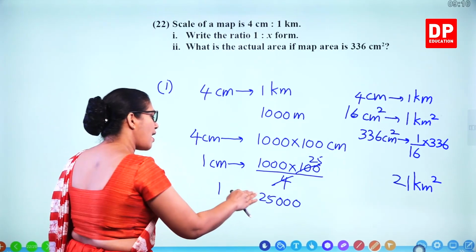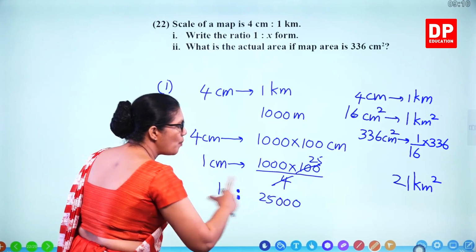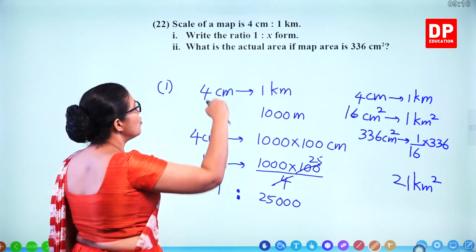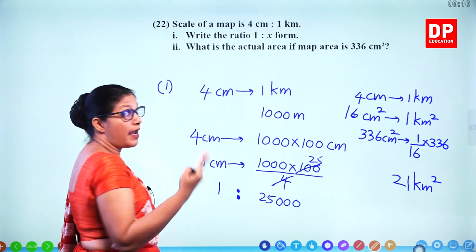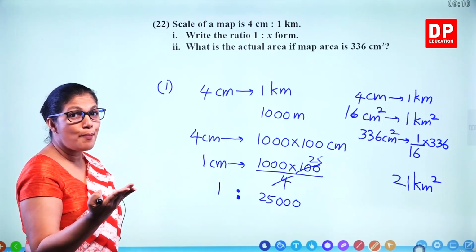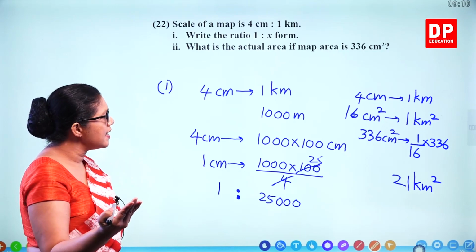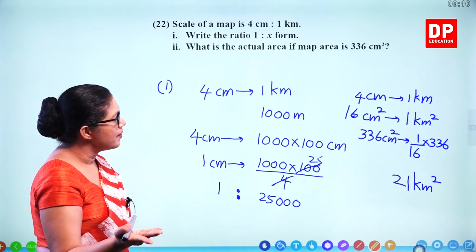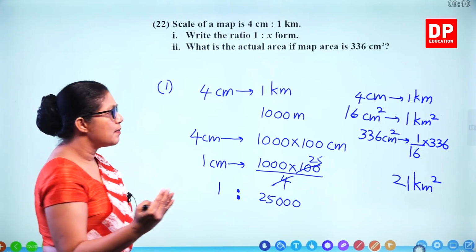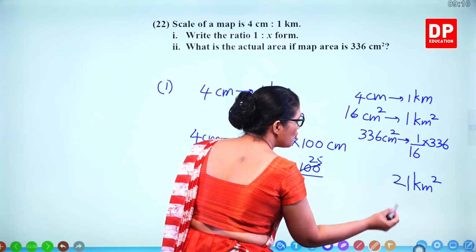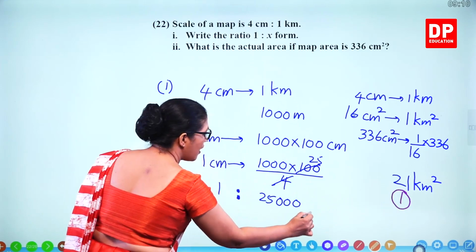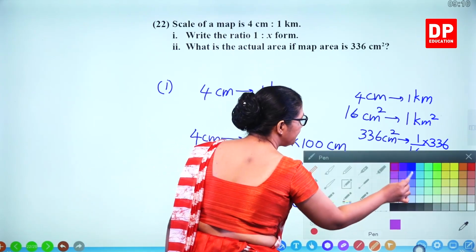So you can either start from here, but it's too big to square. So you can start from here. If this is length, area becomes, you have to square both sides. 4 and 4, 16. 1 and 1, 1. So 16 square centimeters is 1 square kilometers. So you get 1 mark for this part and 1 mark for this.